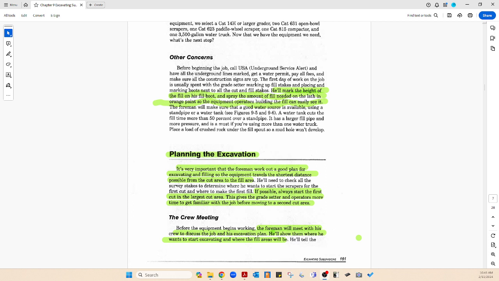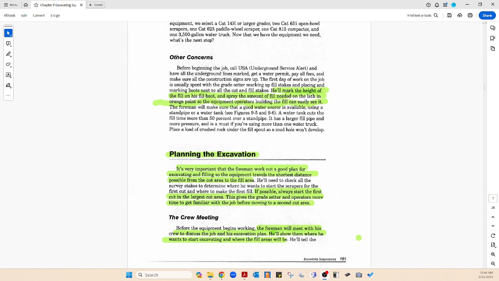And of course, you can see that it's very important, as the book says, that the foreman work out a good plan for excavating and filling, cutting and filling, so the equipment travels the shortest distance. So the equipment haul distance is as short as possible between the cut area and the fill area, because this job, as we talked about earlier, is pretty well balanced.